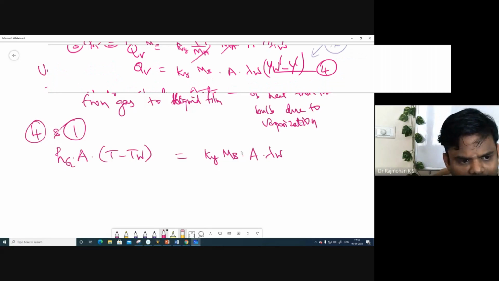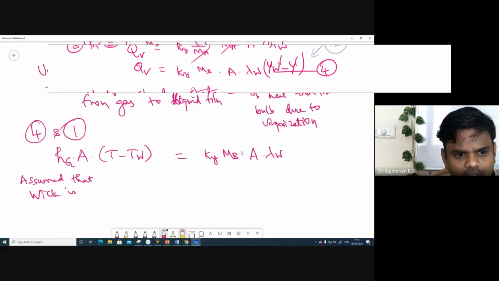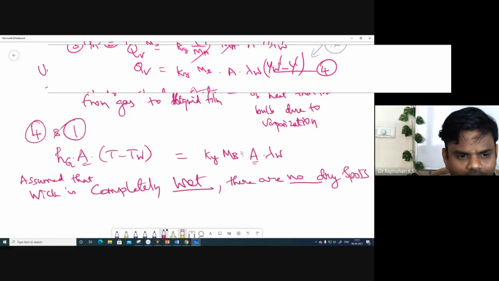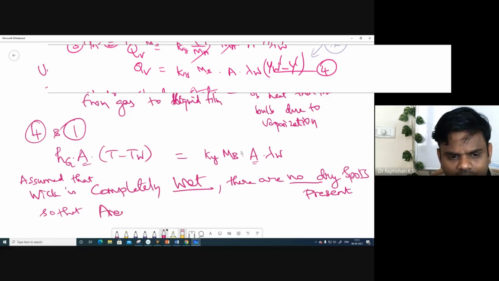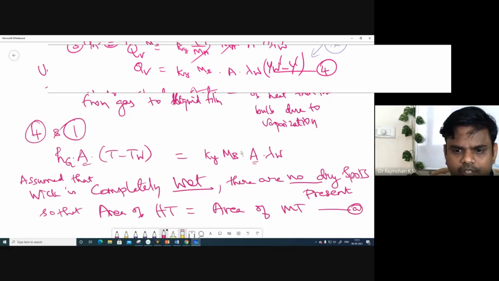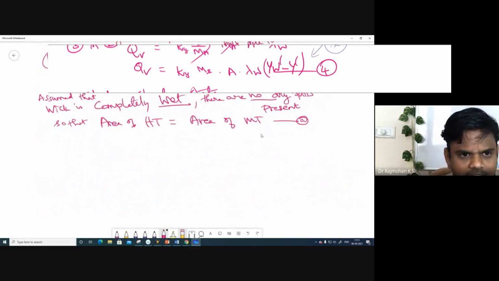Because we are making an assumption, it is assumed that the wick is completely wet, perfectly wet. When the wick is perfectly wet, there are no dry spots. In that case only can the heat transfer area and mass transfer area be equated. So we are making an assumption that the wick is completely wet and there are no dry spots present, so that the area of heat transfer is equal to the area of mass transfer. If we assume that, A will get cancelled in this equation.